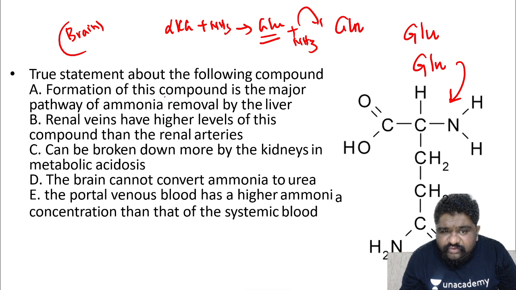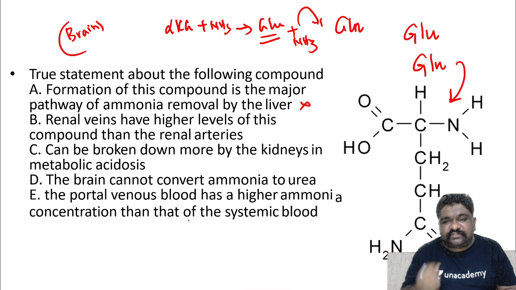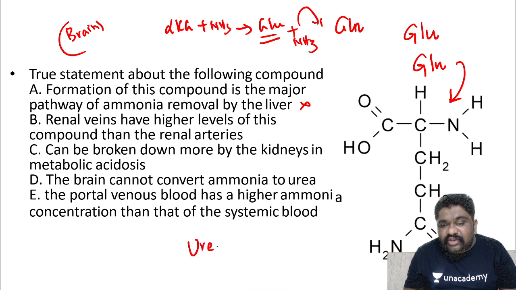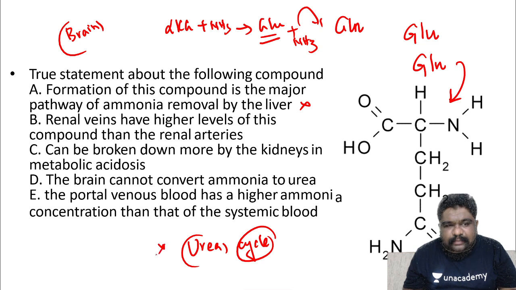So the statement that formation of glutamine is the major pathway of ammonia removal by the liver is absolutely wrong. It's funny. Why? Because the major pathway of ammonia removal by the liver is in the form of urea. Urea cycle happens in the liver. So option A is absolutely false.